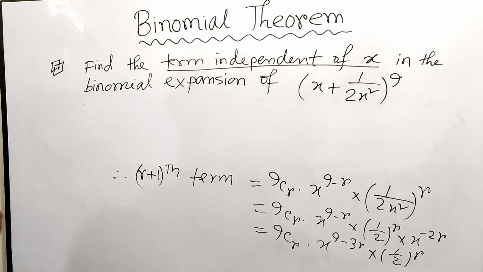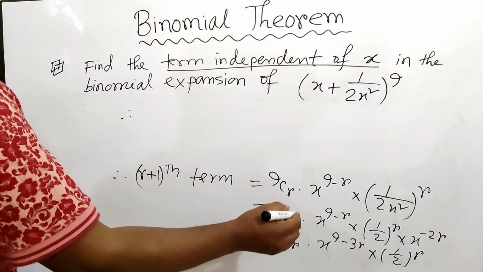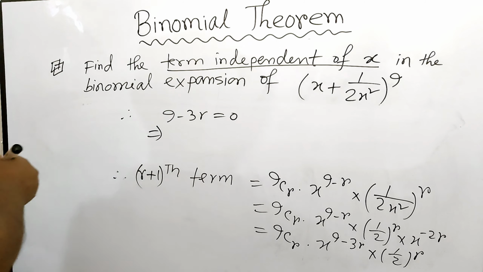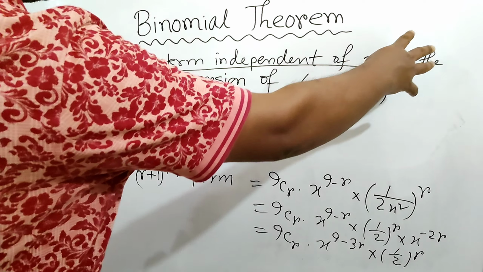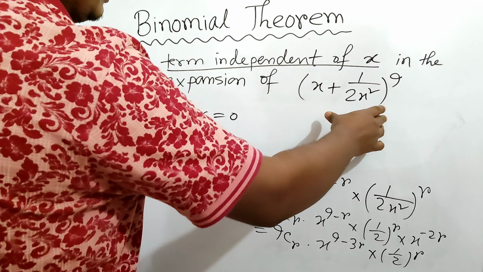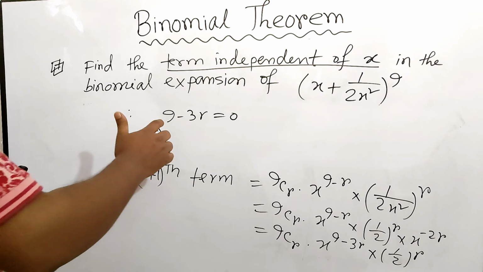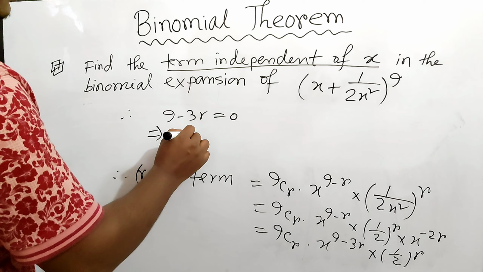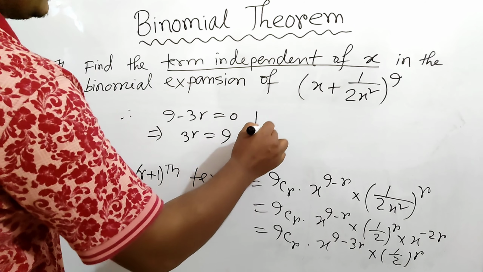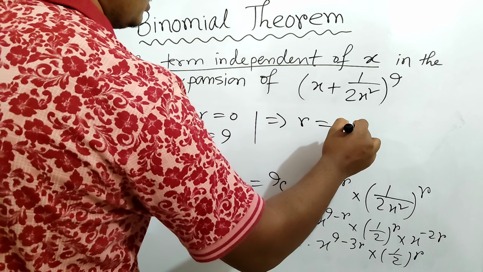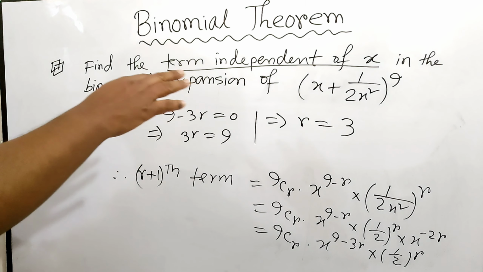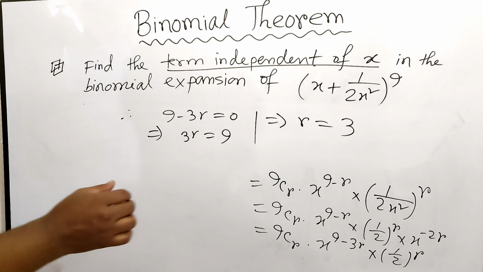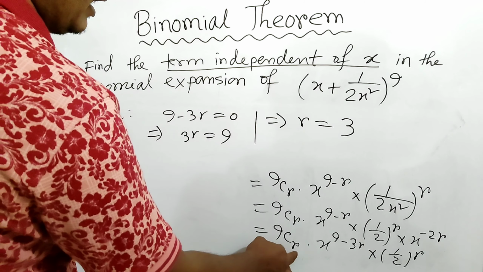So now you can say, since the term independent of x in the binomial expansion of this exists in the r plus 1 term, therefore 9 minus 3r equals 0. I just write it in short. So you can say 3r equals 9, or r equals 3. Okay, so now we got the value of r. Now it will be so easy for you to find the term independent of x. That means there will be no x, you just put the value of r here.